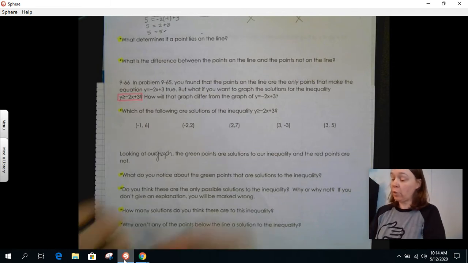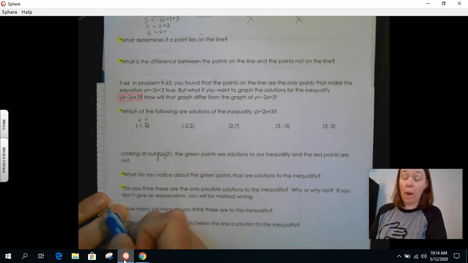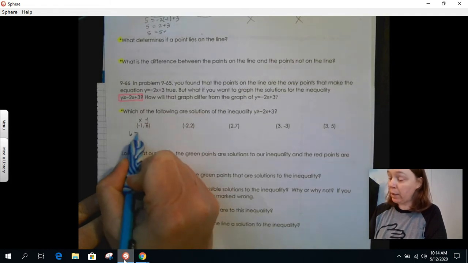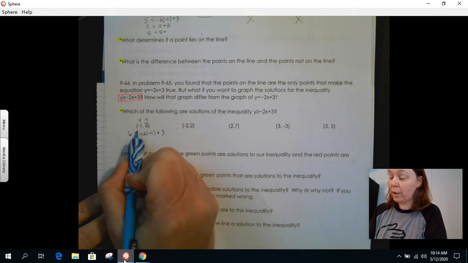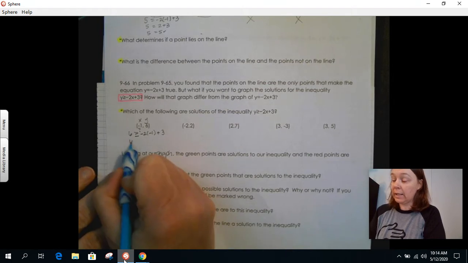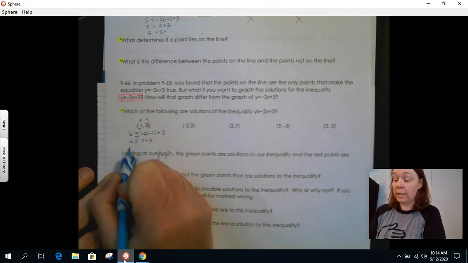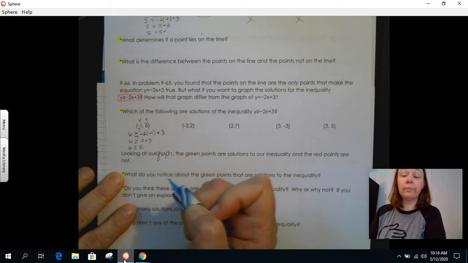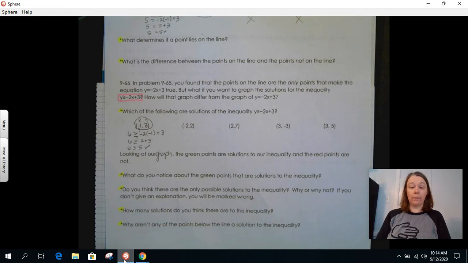Okay, so for this first one, same idea as above. I'm going to substitute now into an inequality. So I'm going to have y is bigger than or equal to -2 times -1 plus 3. I'm putting a question mark there because I'm not sure if that's going to be true or not. So then I have 6, and I want to know, is that greater than or equal to 2 plus 3? And is 6 bigger than or equal to 5? It is. Okay, so that means that this is a solution.